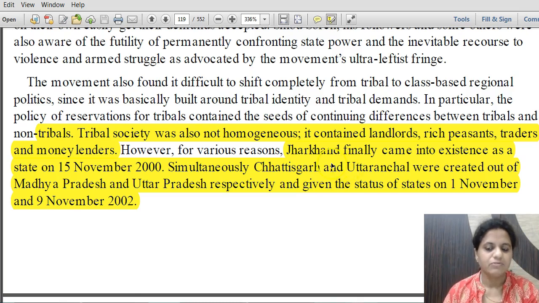And Jharkhand was formed along with two other new states. Jharkhand was carved out of Bihar, Chhattisgarh out of Madhya Pradesh and Uttarakhand. Now Uttarakhand, originally it was Uttaranchal, later renamed Uttarakhand, was created out of Uttar Pradesh. So all these three states were given separate state status on 1st November, 9th November and 15th November 2000. So these were states formed, even the tribal state of Jharkhand being formed is what we saw.